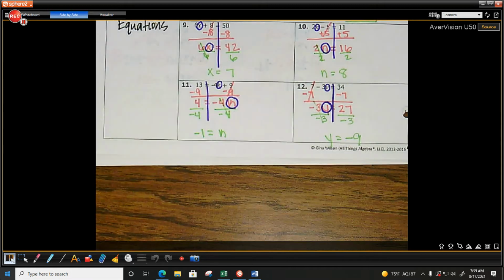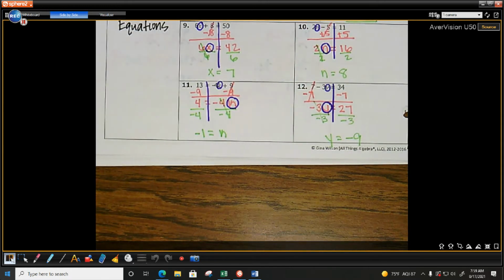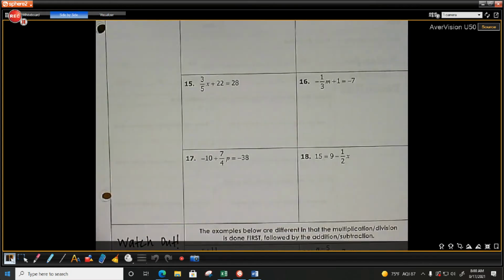How do we feel? Okay. Luckily, we're doing more. Okay, we're probably not going to do all these. We're only going to do the odds. Okay. So let's do number 13.